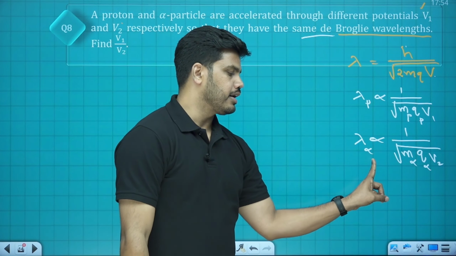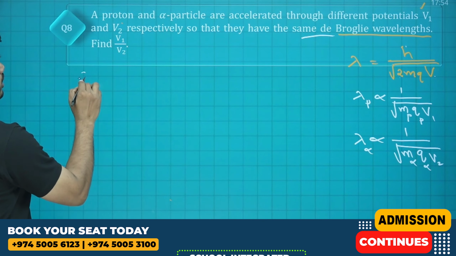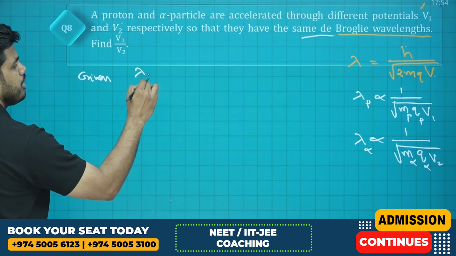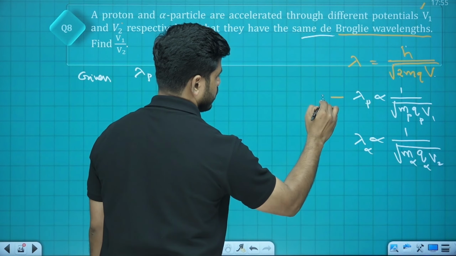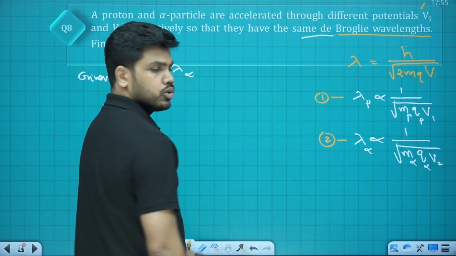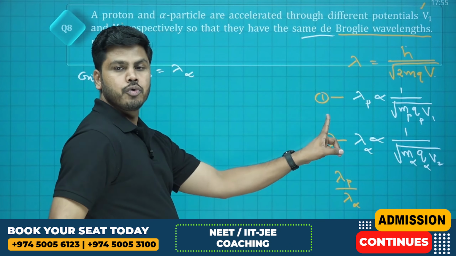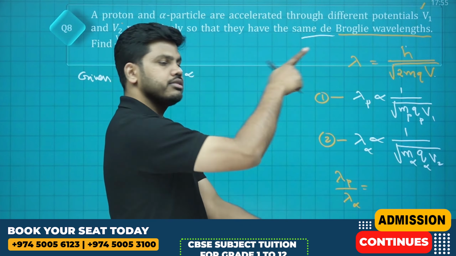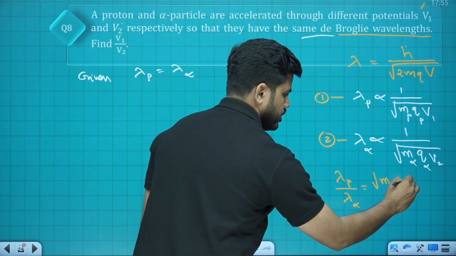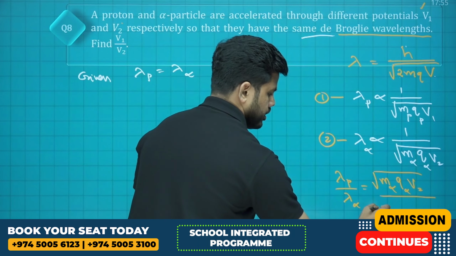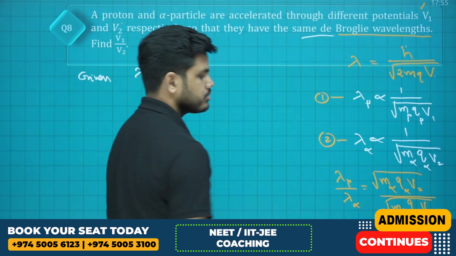Okay, so lambda P and lambda alpha, we formed equations and it is given that lambda P is equal to lambda alpha. So if you take the ratio of these equations, suppose this is my equation number 1, this equation number 2, lambda P divided by lambda alpha is equal to, see, the ratio will be just the other way around, right? Root of mass of alpha, charge of alpha, V2, divided by root of mass of proton, charge of proton, and V1.